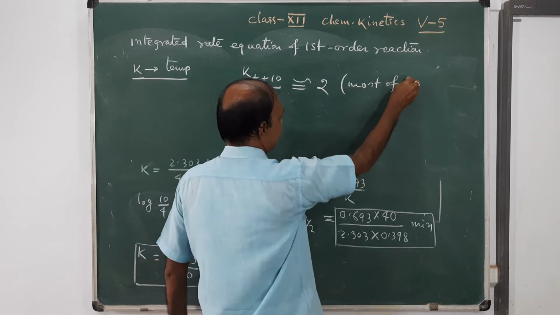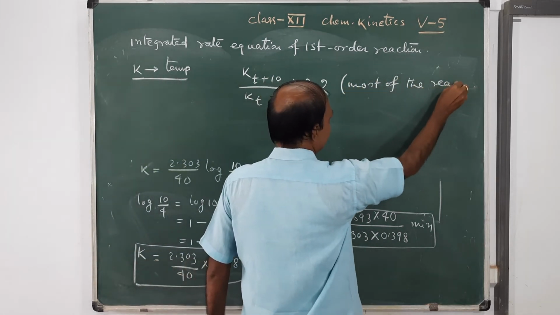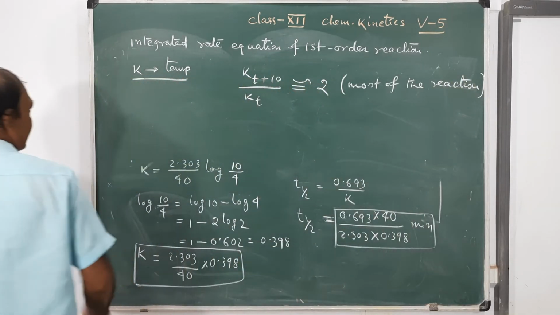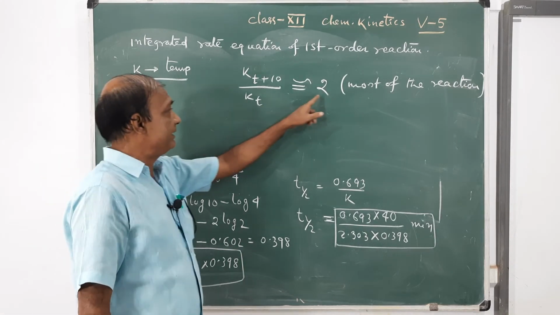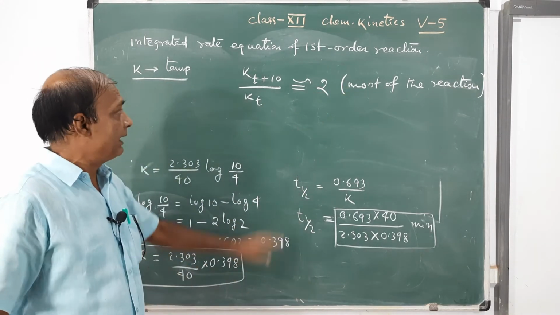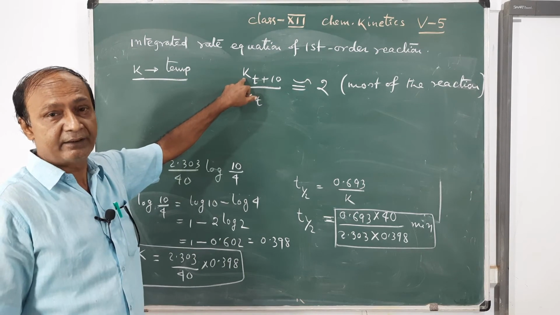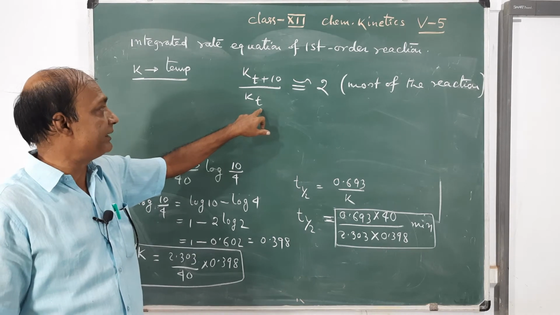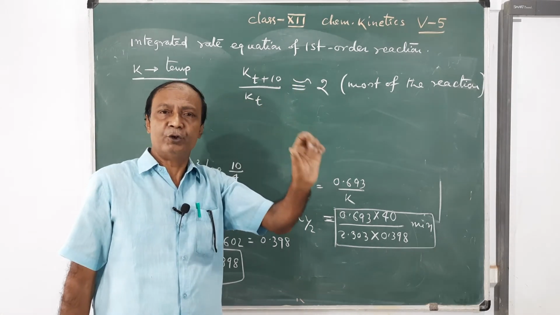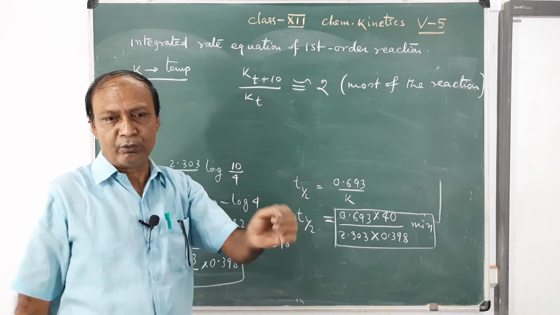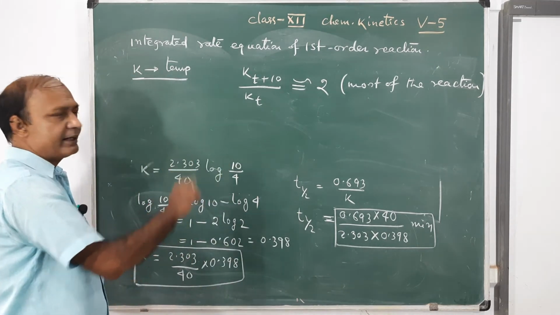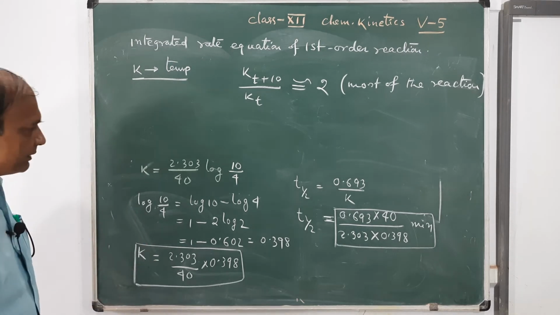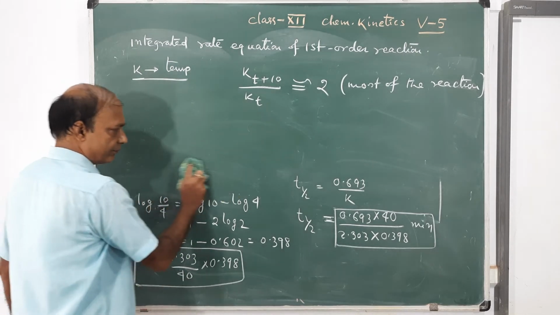So K at T plus 10 by K at T is nearly equal to 2 for most of the reactions. That is, the ratio of the rate constant at temperature T plus 10 to the rate constant at temperature T is nearly 1.98, 2.01, something like this. This fact you must keep in your mind. It is for most of the reactions that we observe this fact.